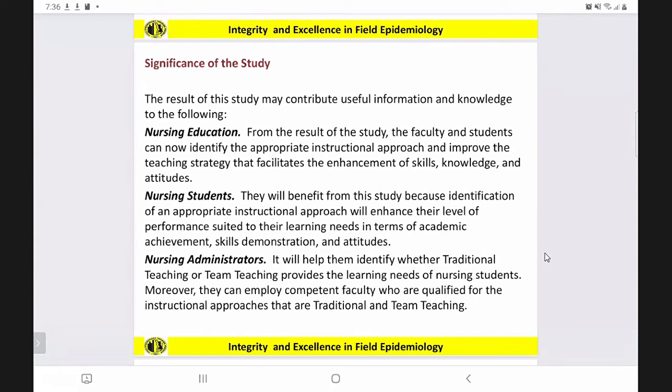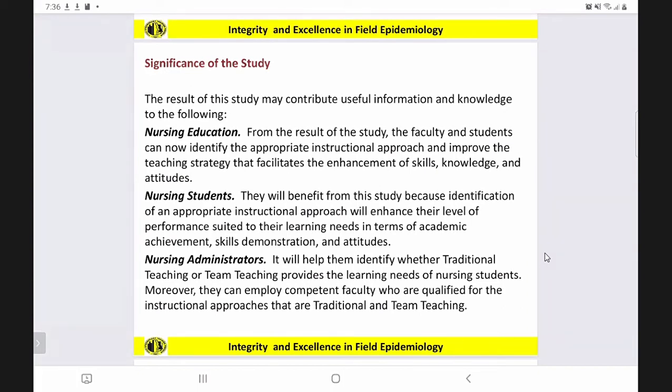Significance of the study. The result of the study may contribute useful information and knowledge to the following. Nursing education: from the result of the study, the faculty and the students can now identify an appropriate instructional approach and improve the teaching strategy that facilitates the enhancement of skills, knowledge, and attitudes. Nursing students will benefit from the study because identification of an appropriate instructional approach will enhance their level of performance suited to their learning needs in terms of academic achievement, skills demonstrations, and attitudes.